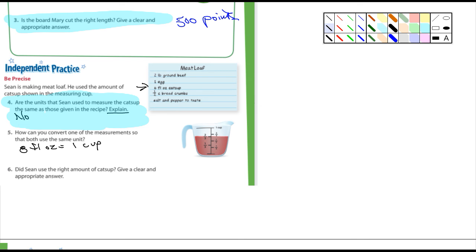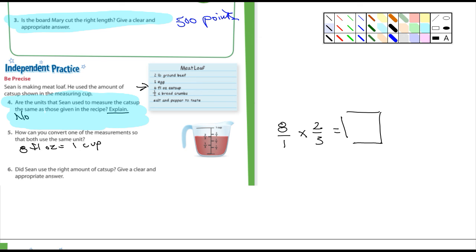Let's see here. So you're going to have to convert 2/3 of a cup into fluid ounces. Well, let me get you set up with that. So think about it. If 8 fluid ounces is 1 cup, I can put 8 over 1, and then I can multiply that by 2/3 because he's using 2/3 of a cup. And then whatever that answer is would tell you how many fluid ounces he was using.